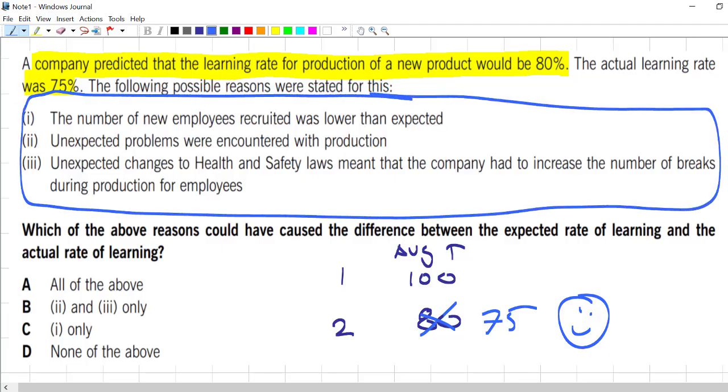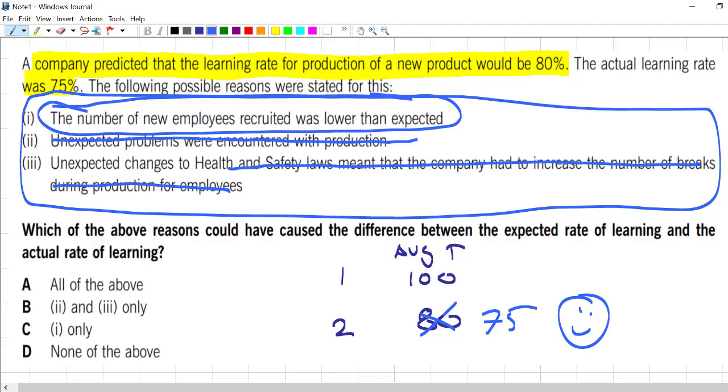So which of these statements is positive, which would have a beneficial effect? Unexpected problems, no, that would make us go slower. Changes to the laws where our guys take more breaks, that means we would go slower. Number of new employees was lower than expected. That means we have more experienced employees who will go faster. That explains the 75%. That means the answer is C, one only.